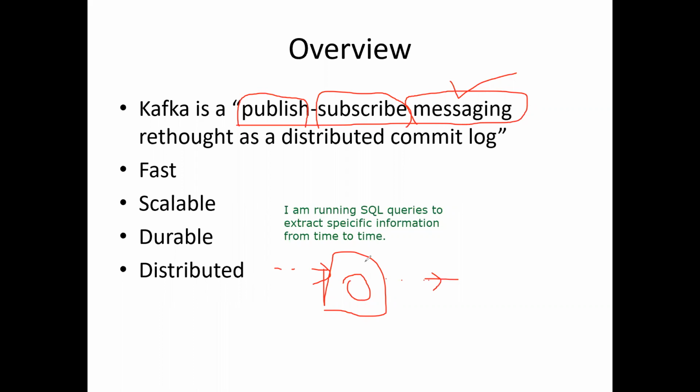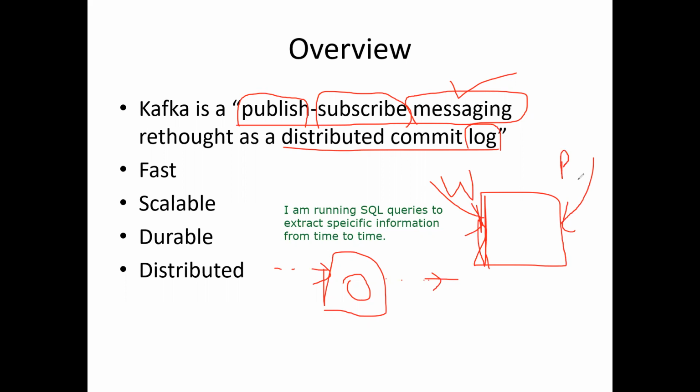Rethought as a distributed commit log. So what does this mean? The log concept goes like this: I have this text file. I am writing to it, so I am the writer, and there's a person who is reading from it, so he's the reader. I'm just appending the data here and committing it like we commit in databases. Commit means that the data actually becomes permanent in the database. So this is the commit log, and I just keep on writing, and this guy keeps on reading. That's what is happening in Kafka as well.